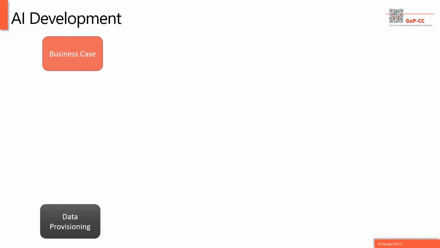But different to other software developments, we also start with a set of data, because it has to be clear from the beginning that we need this data to feed the AI to make sure that the AI learns how to cope with things. The next step then is to select the model.